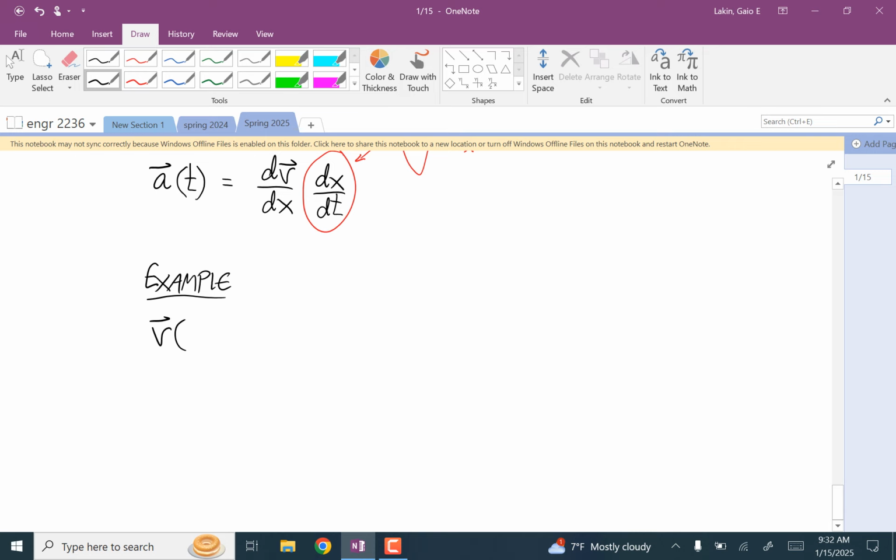So let's say that velocity is a function of y, and it's equal to negative 2y, positive y, negative y squared. Okay? So what this is saying is we know the velocity vector of the object as a function of its height, say. Okay, say y is vertical. And we want to calculate the acceleration vector as a function of y.